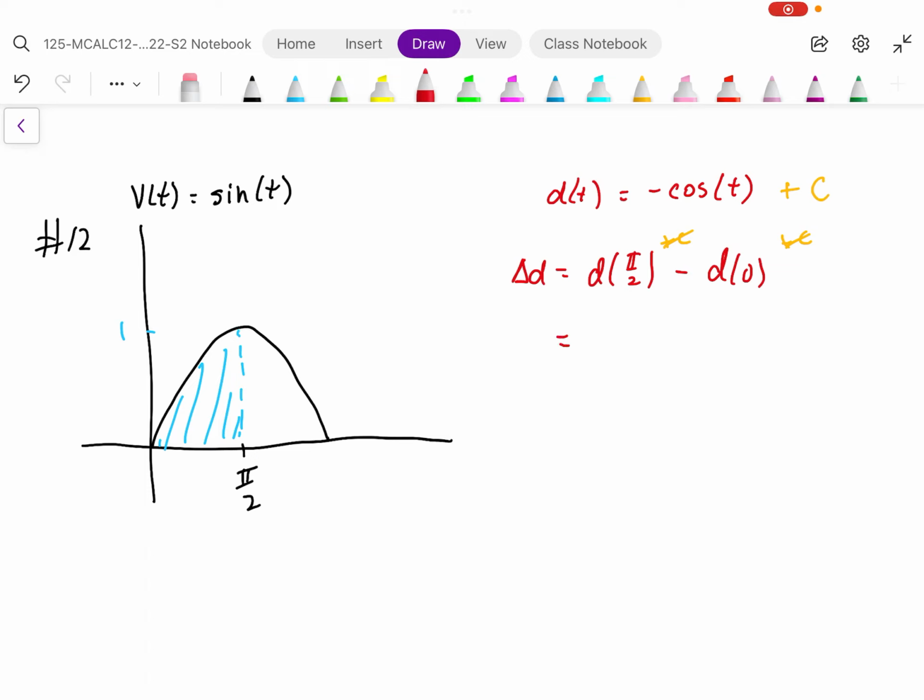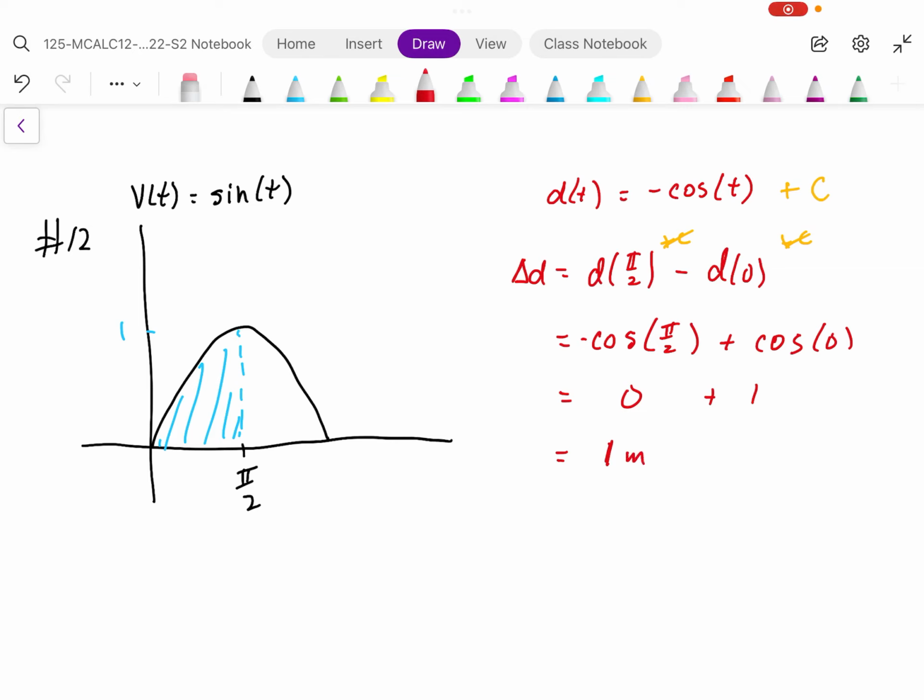And the displacement, the change in the distance function, is going to be the position at pi over 2, or negative cosine of pi over 2. That's going to be 0 minus the negative cosine of 0, or plus cosine of 0, which is going to be plus 1. So then the displacement is going to be 1, or 1 meter.